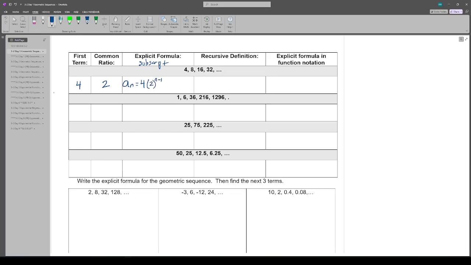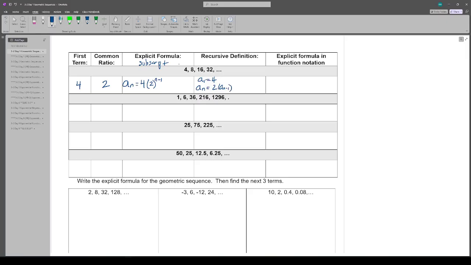For recursive, just like for arithmetic, there's 2 parts. So part 1 is a1 equals 4. That's just telling us where to begin. Part 2 says the nth term equals the common ratio, which is 2, times the previous term, which is a sub n minus 1. So this one is where we start, and this one is how we change.